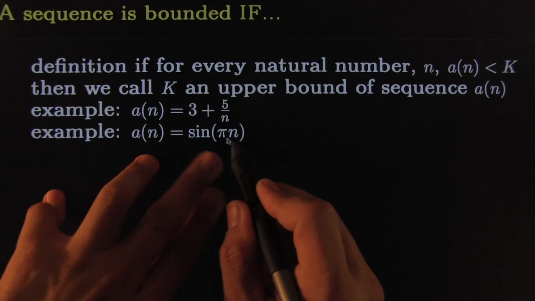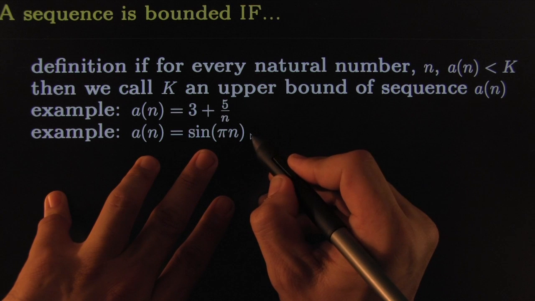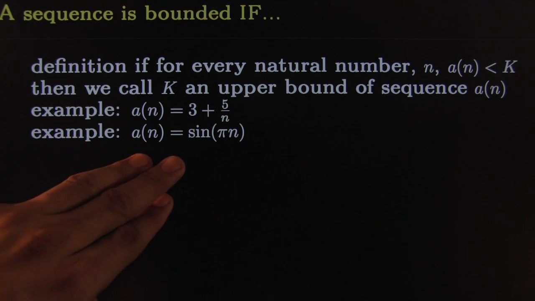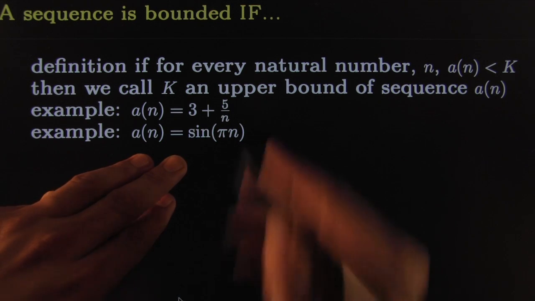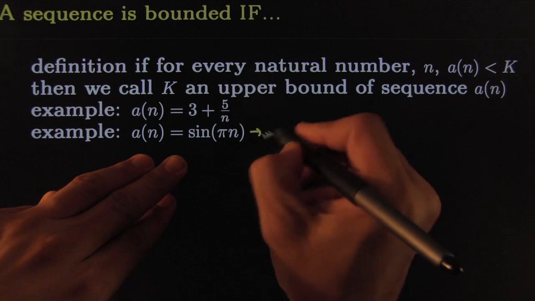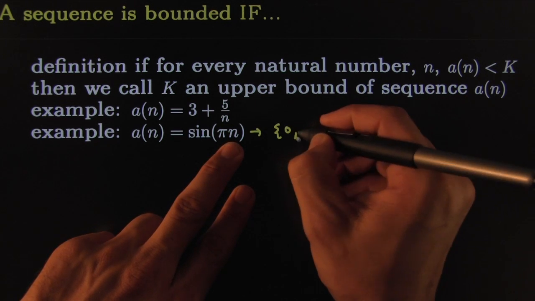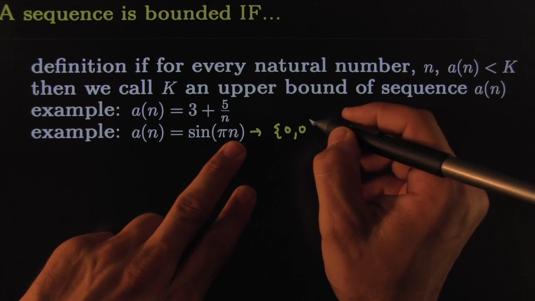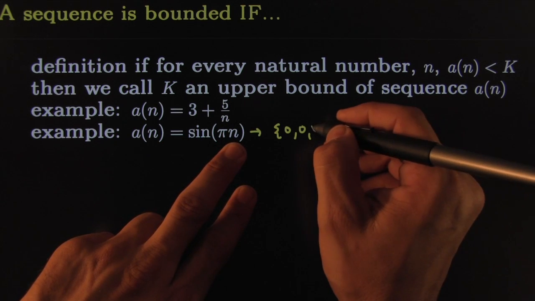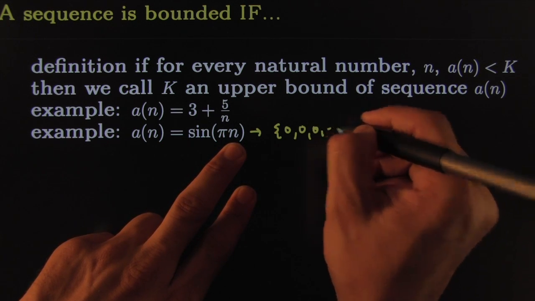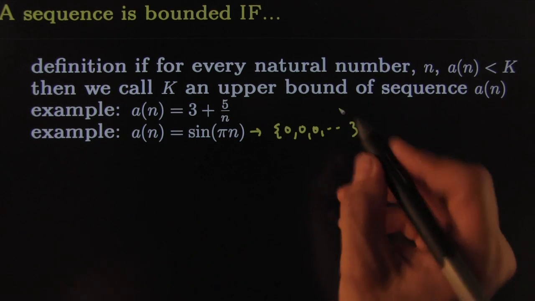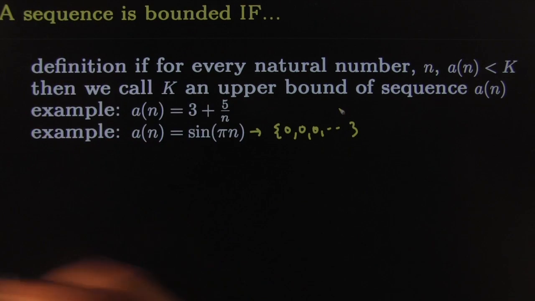This one is easy to show that it's bounded because if you plug in, let's do the list on this one. The list on this one would go something like this. For n is equal to 1, you get sine of pi, which is 0. n is equal to 2, you get 0. n is equal to 3, you get 0. Haha, this one is so bounded, it's 0. But sometimes it's not that easy. Sometimes it gets a little bit more interesting.